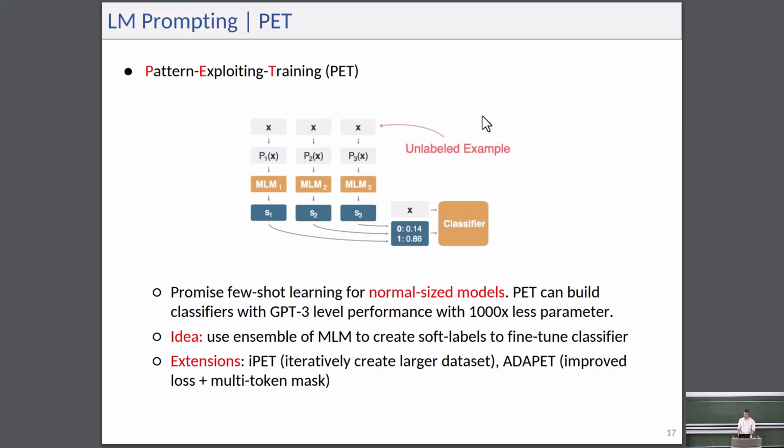Because you're using prompting, you're basically using the good side of large language models, but you're only doing updates on the smaller classifier that uses the soft labels, meaning that the large language models are not receiving any gradient update, and you're only applying it to the smaller one. So that's pretty much the answer.